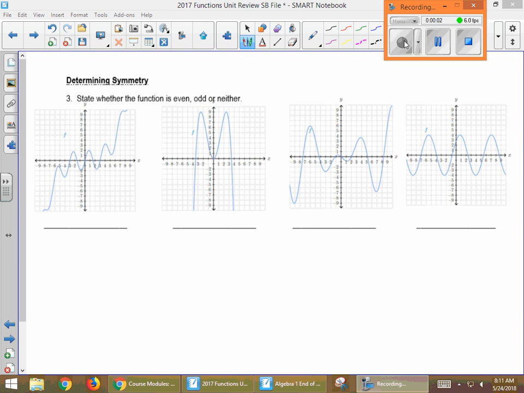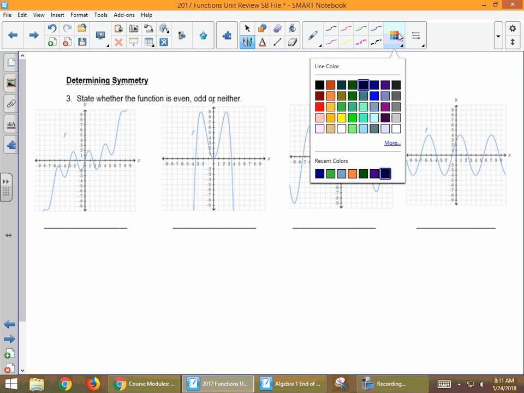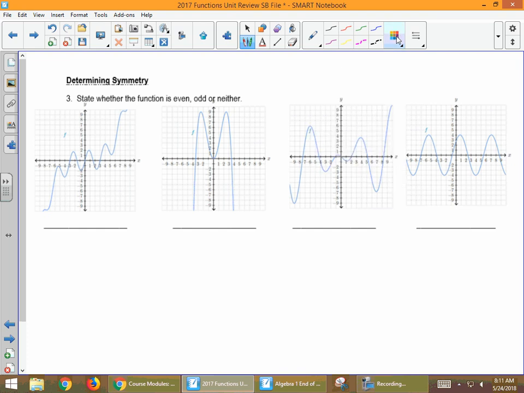All right, even, odd, or neither. So this is just about the shape of each function, and it's really just about definitions. So an even function is symmetric about the y-axis. An odd function is symmetric about the origin.